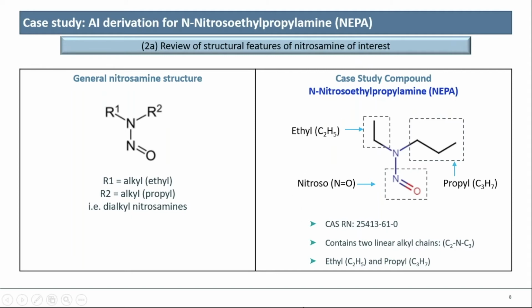So when we started this work, we did a literature search and we found that there's no data. And then we did a detailed review of the structural features. On the left hand side, what you see is a general structural scheme of N-nitrosamines, typically, as I mentioned, nitroso group and then R1 and R2. On the right hand side, what you see is the structure of our impurity. R1 in this case is ethyl, R2 is propyl, and then here we have nitroso group. So essentially this impurity contains two linear alkyl chains, ethyl and propyl.